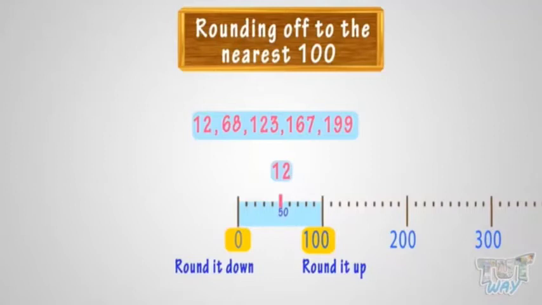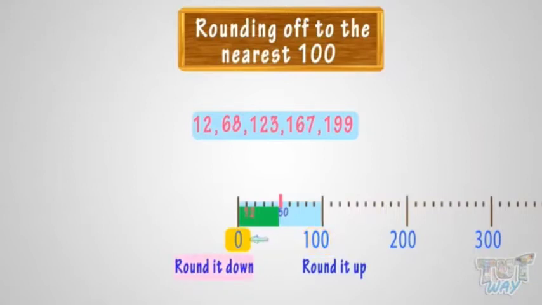Here is a rule to help you. You have a 50 mark midway between two hundreds, as there was a 5 mark when you round off numbers to nearest 10. If the number is above the 50 mark, you round it up. And if the number is below 50 mark, you round it down. Here, 12 is below the 50 mark, so we will round it down to 0.